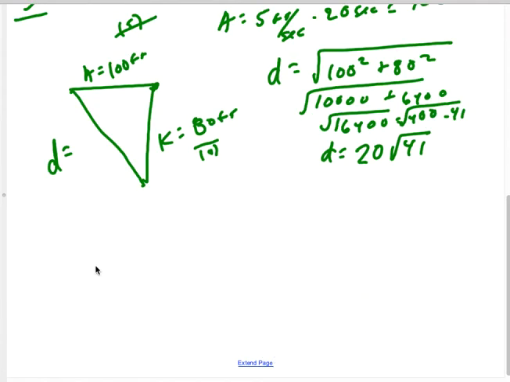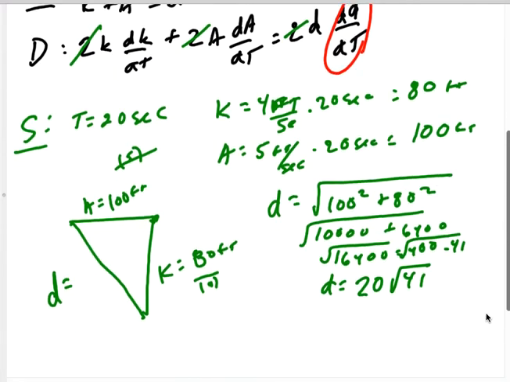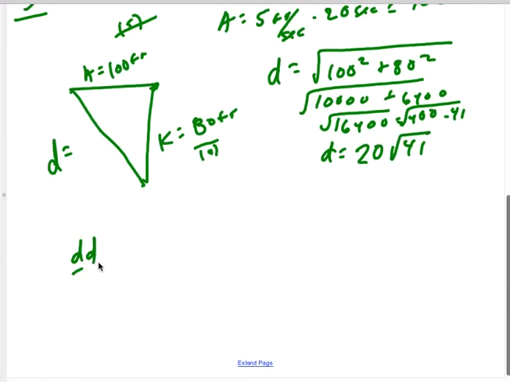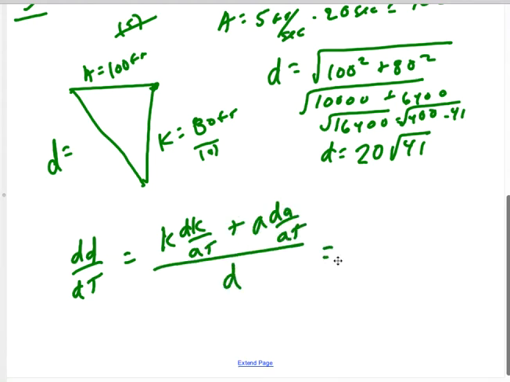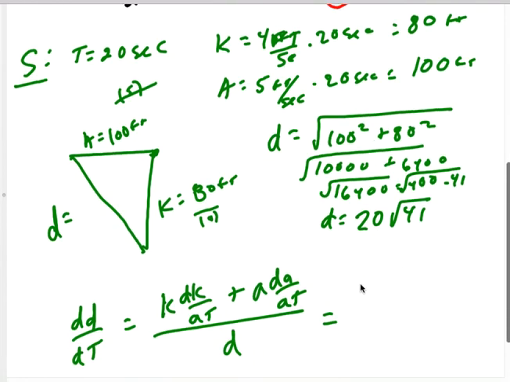So once I know that, when I go to substitute in, I would again suggest, if you go back up to this for a sec, that you divide everybody by 2 to make your life a lot easier. So it seems to me like my dD/dt is equal to K dK/dt plus A dA/dt all over D, which I can clean up. When I substitute this specific stuff, I know all of those values, right? So it seems to me that I can plug in 80 times 4 plus 100 times 5, all divided by 20 over root 41.